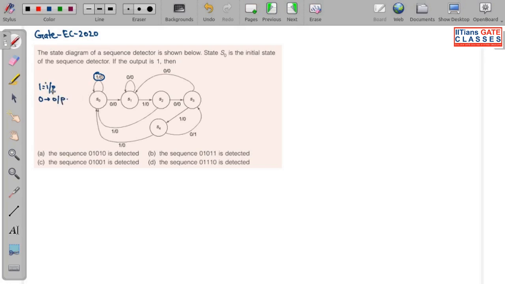Whenever the input is 1, the output will be 0, and the present state is S0. So whenever we apply input 1, the next state will be S1, and the output will be 0. This is what it signifies. Suppose my present state is S1, I apply input 0, my output will be 0, and the next state will also be S1.